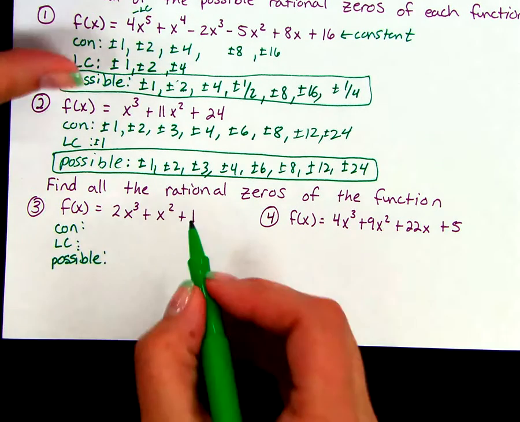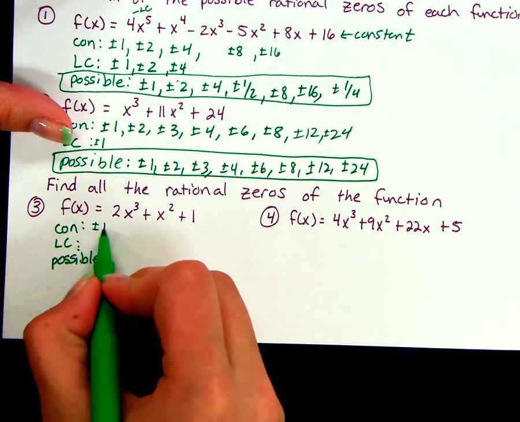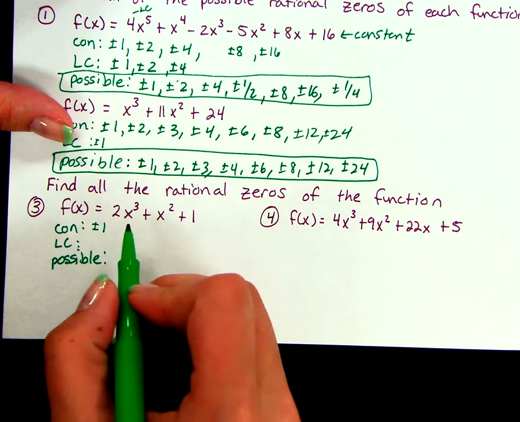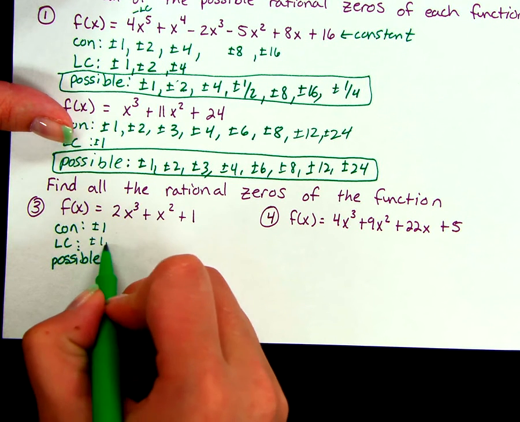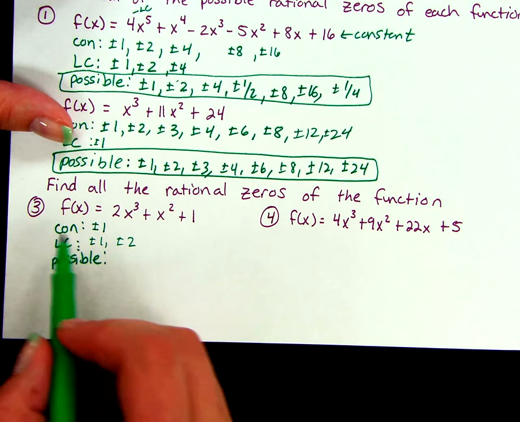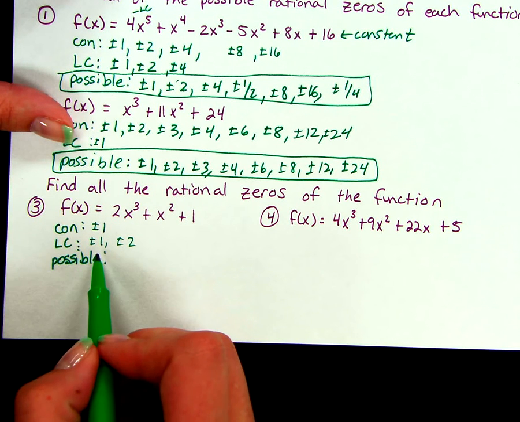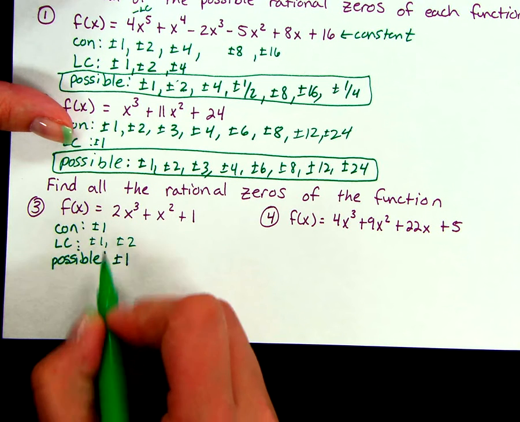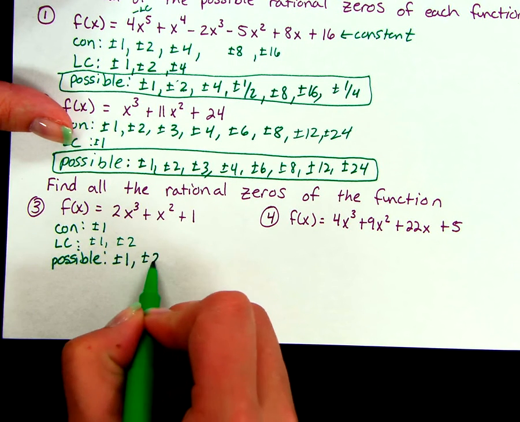So our constant is 1, so that's going to be plus and minus 1. The leading coefficient is 2, so the numbers that multiply to be 2 are 1 and 2. And then to get our list of possibilities, it's the factors of the constant divided by the leading coefficient. So 1 divided by 1 is 1. 1 divided by 2 is 1/2.